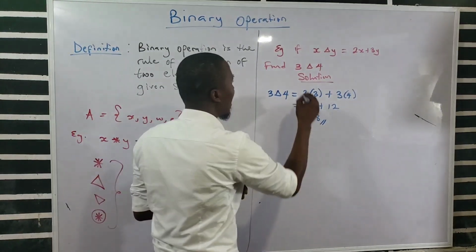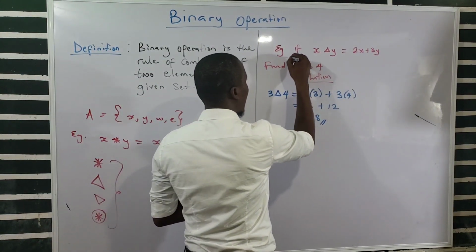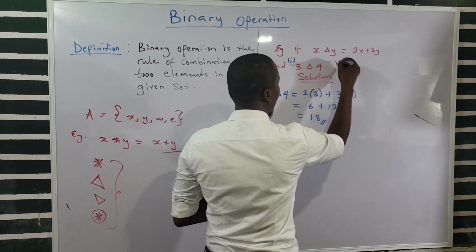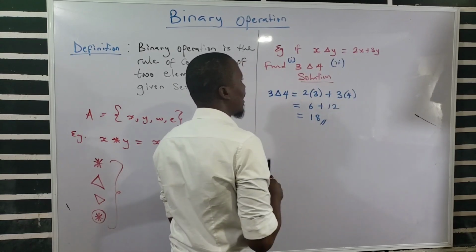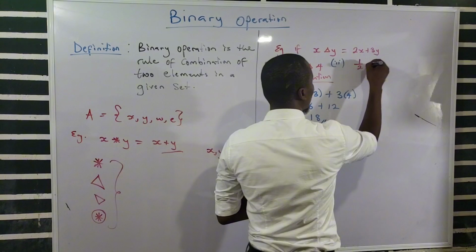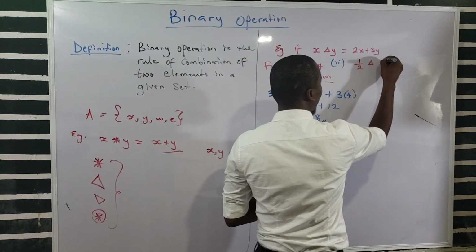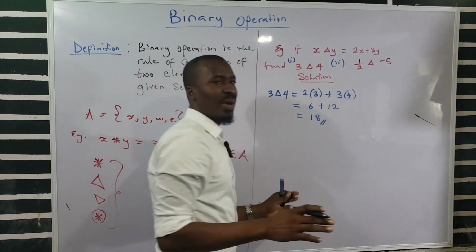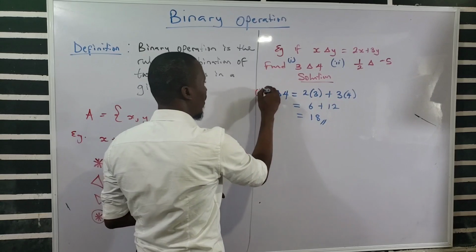You can also be asked to find, let's put this one as I, you can be asked to find 1/2 binary minus 5. The same way. So this one becomes our I.